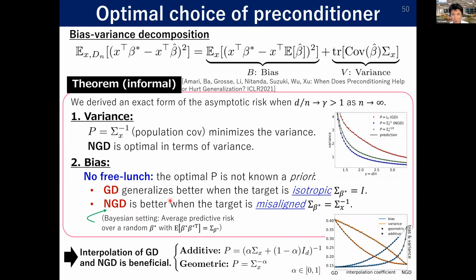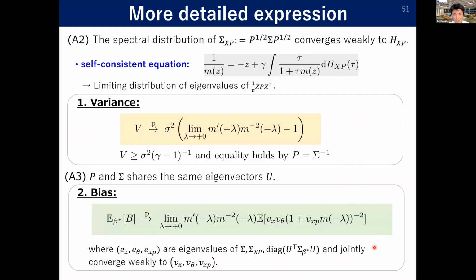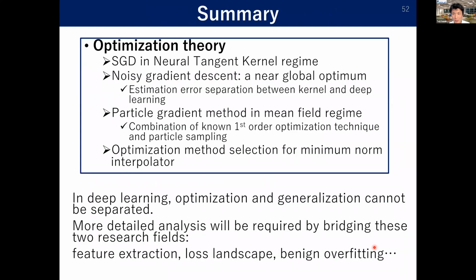Combining these two notions, the best method would be a combination or interpolation of gradient descent and natural gradient descent. This is better than both gradient descent and natural gradient descent, and from the numerical experiments, we have confirmed that. But I skipped some details. This is a summary. Thank you for listening. I want to take some questions.